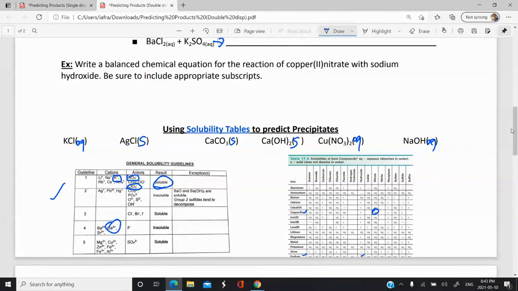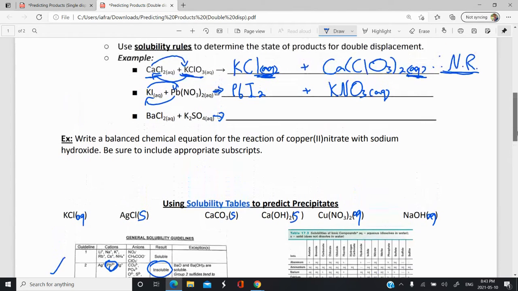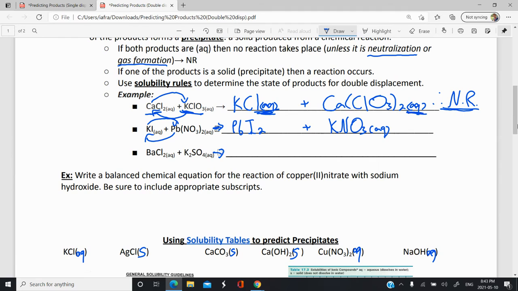But we have to look at lead 2 iodide now. Lead 2 iodide. That's where it gets a bit tricky. We have to figure out what we're dealing with. Are we dealing with something insoluble or soluble? So lead is over here, lead 2, insoluble. Iodide is over here, soluble. So who's going to call the shots? Lead will call the shots. Lead will decide who wins. So lead, because it's higher up, is going to make that compound insoluble, a solid.